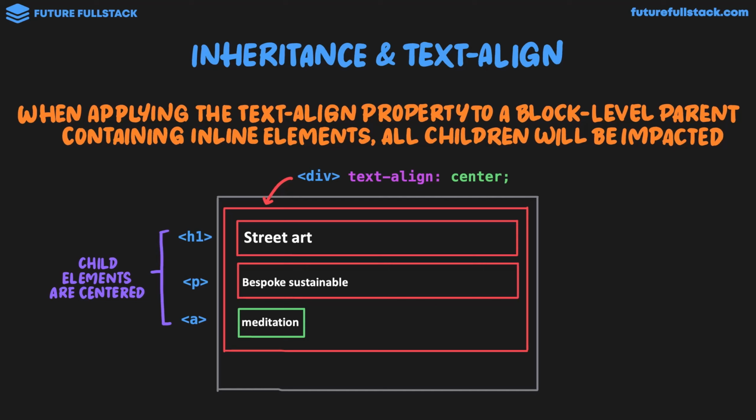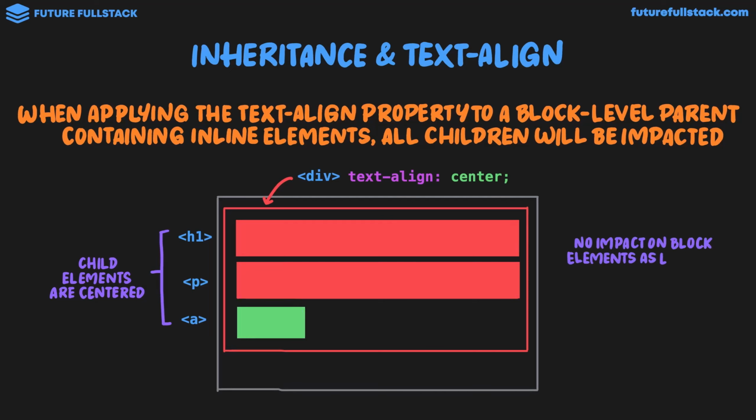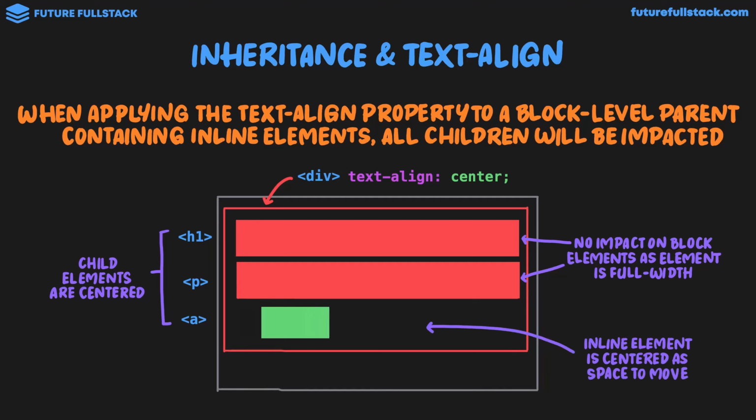To really highlight this point, I kind of want to move away from these elements. I'm going to fill in the block elements like this, and I'm going to fill in the inline element like this. Now for the block elements, there is no impact on block elements as the element is already full width. I want us to view these elements as children, rather than specific H1, paragraph, etc. elements. Just view it as a red box. Because the red box is a block element, it takes up the full width. So this child cannot move anywhere inside the div. In contrast, the inline element is centered as it has space to move.